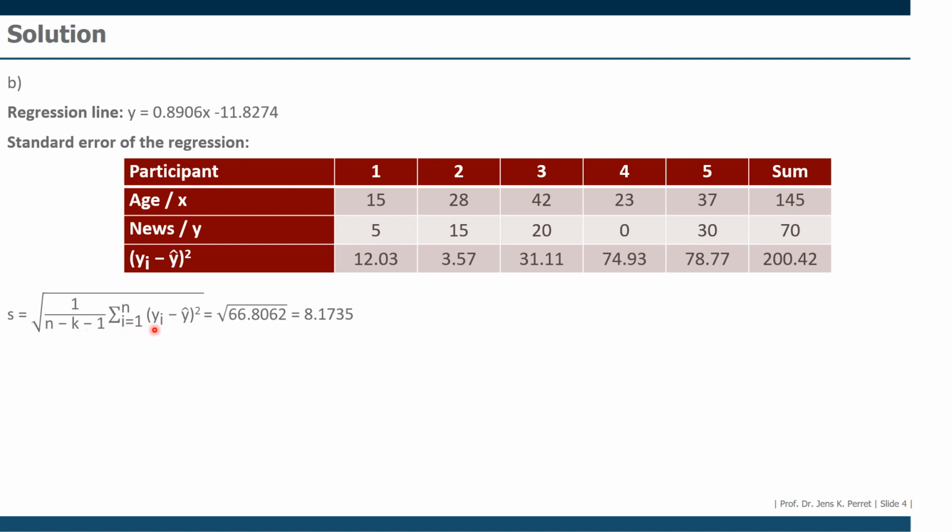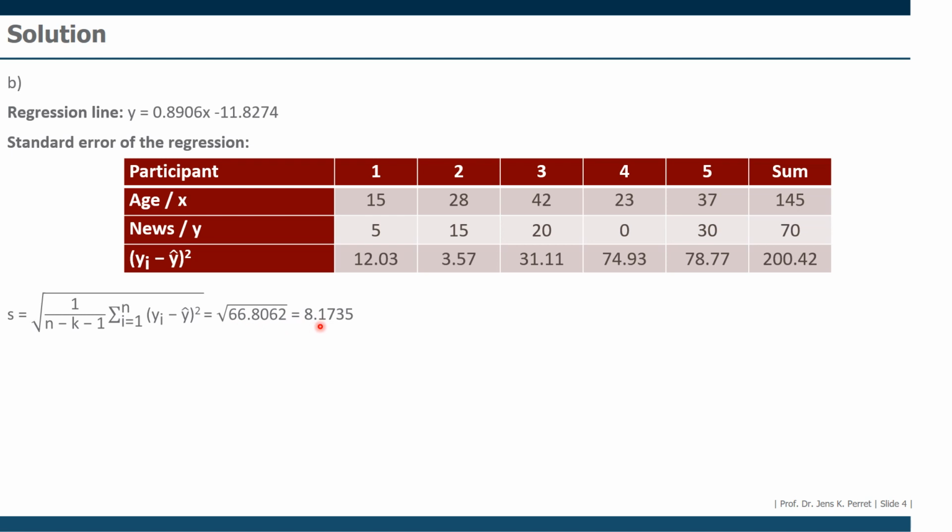And this sum I'm going to divide by n minus k minus 1. N was 5 observations. K: I only have one x variable, one independent variable, so k is 1. So I'm going to divide this sum by 3, 5 minus 1 minus 1. That's the 66.8 something.